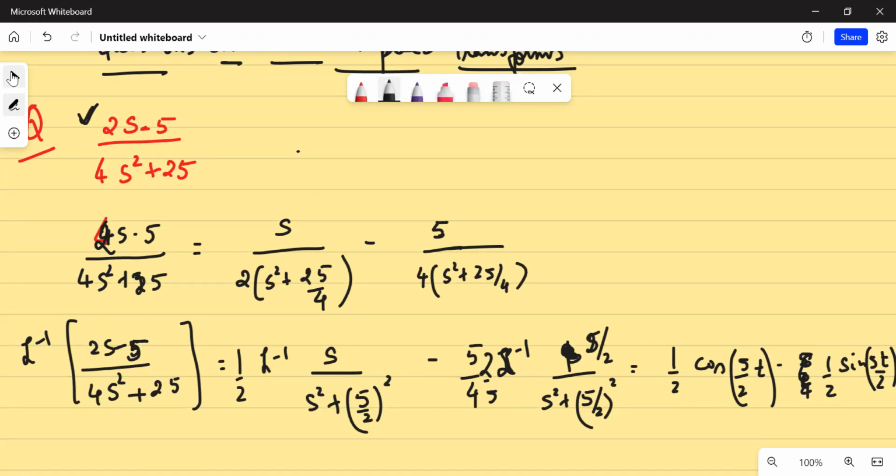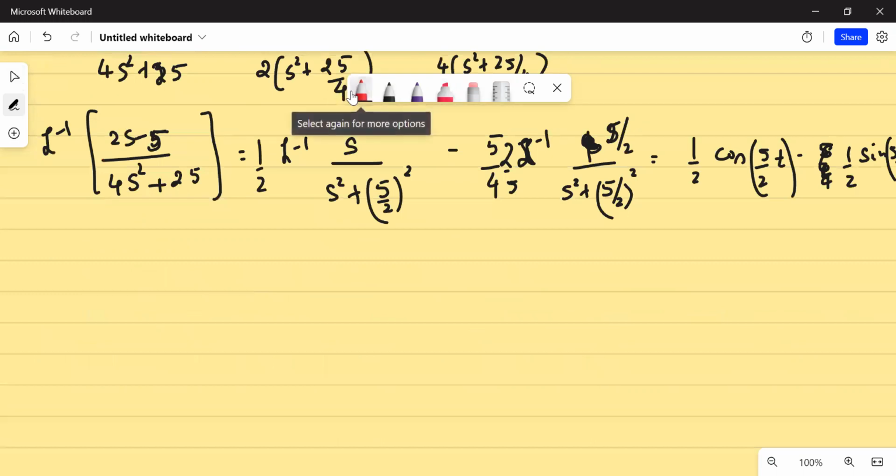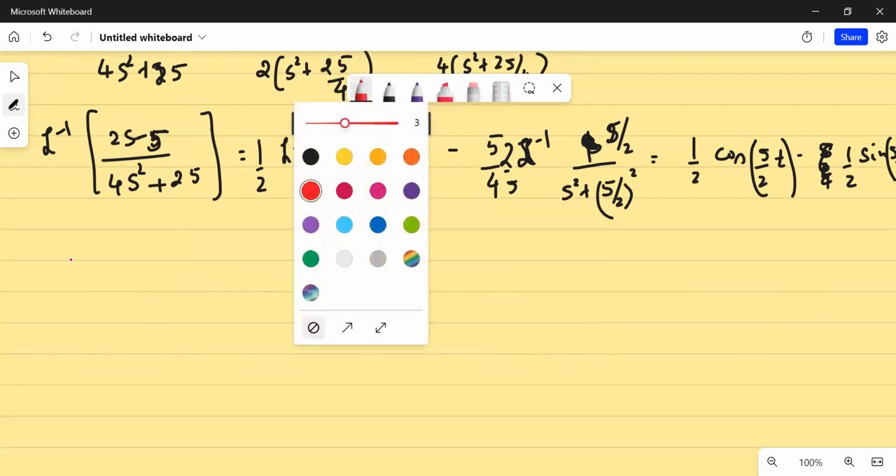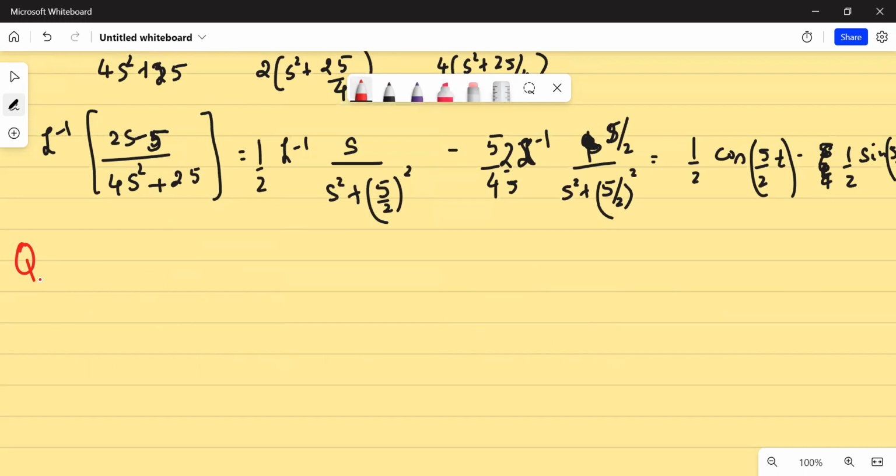Now let us do another question. Try to find the Laplace inverse of s upon (s square plus a square) whole square. I think I have done this someday. If you have done it, then it's good. If you have not done it, try to do this. I'm giving you a minute.